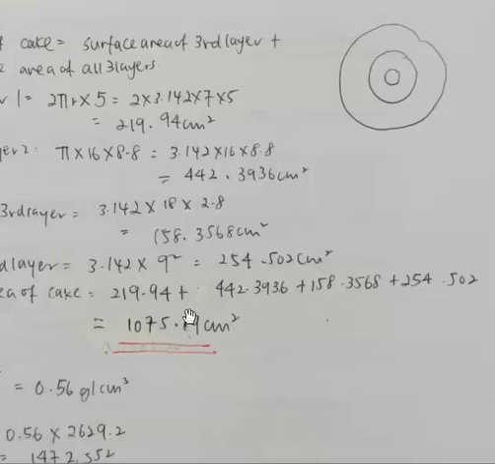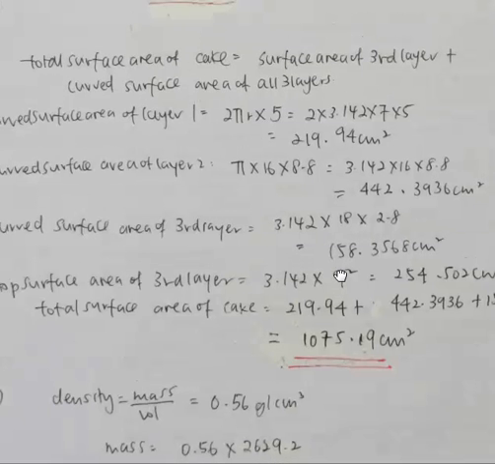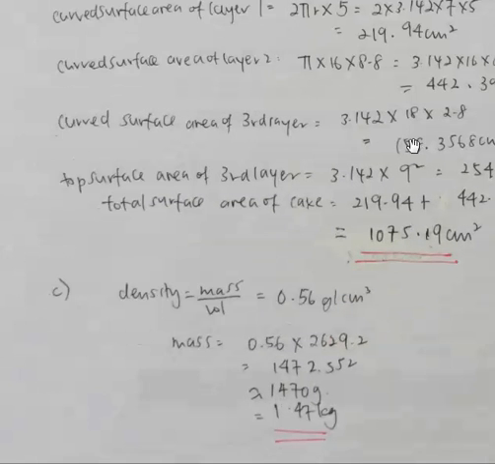So we know the density of the cake in part C is 0.56 gram per cm cube. Density is actually mass over volume. So we know the volume of the cake and we know the density, so we can find the mass, which is volume times density. So it's 0.56 times 2629.2 equals 1472.252, which is 1.47 kg.